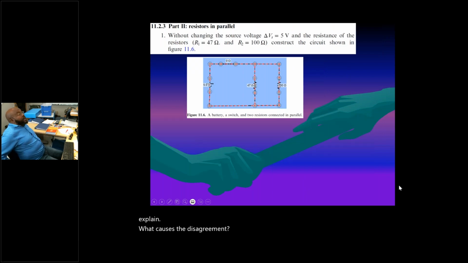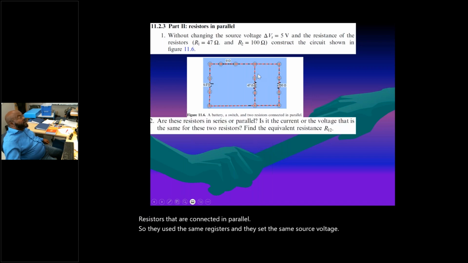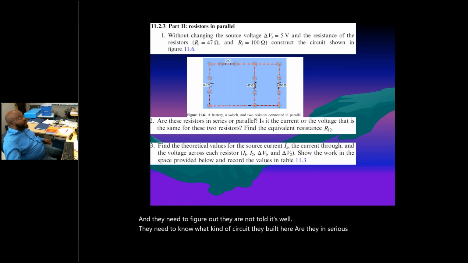So the second part is resistors that are connected in parallel. They use the same resistors and set the same source voltage, and they build this circuit. They are not told what it is; they need to figure out what kind of circuit they build here. Are they in series or in parallel?